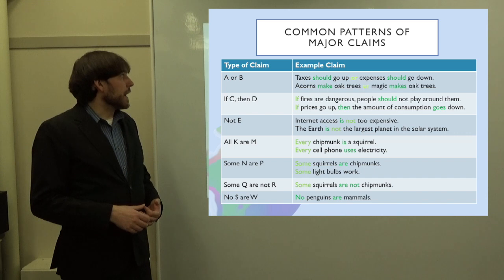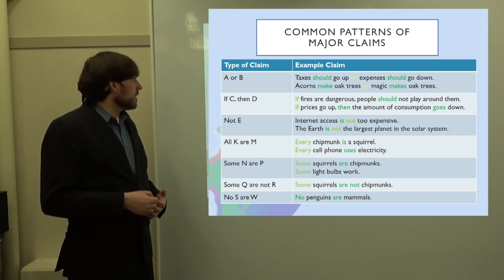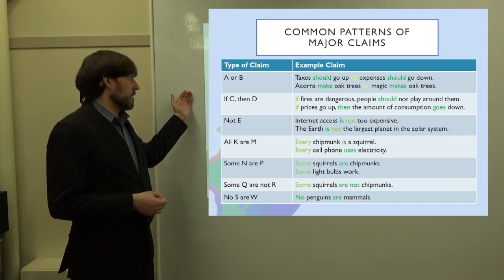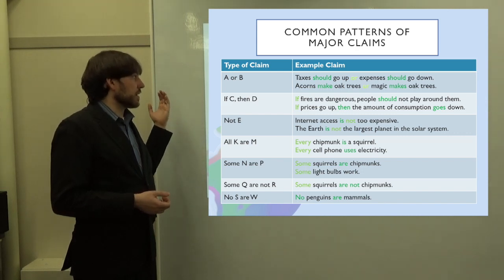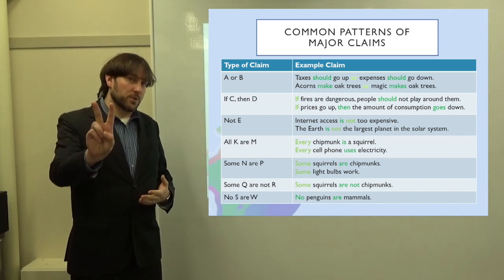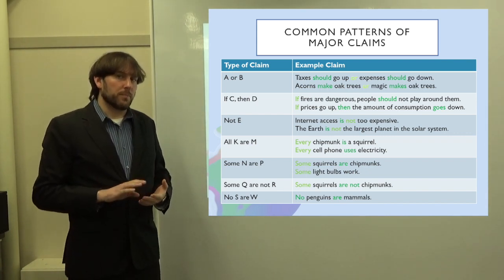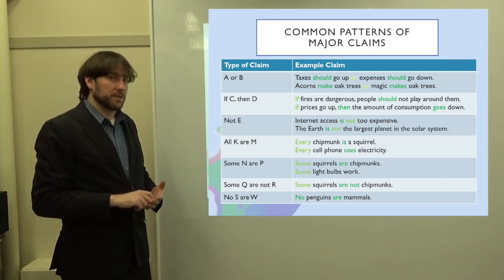So here are some common patterns. These are some very common types of major claims. One is kind of an A or B pattern. So you have something like taxes should go up or expenses should go down. Or you have something like acorns make oak trees or magic makes oak trees. So we give something where there's two options. Usually here we're going to pair this such that we get rid of one of the options. That's going to give us an answer.